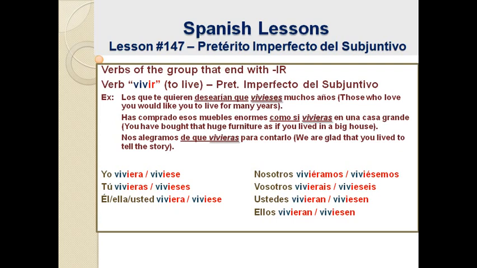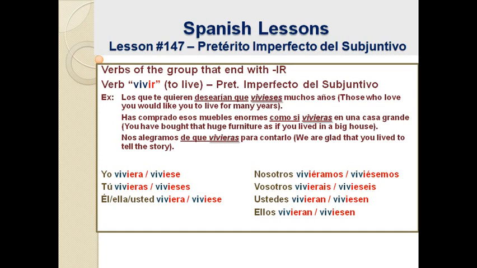Nosotros viviéramos. Nosotros viviésemos. Vosotros vivierais. Vosotros vivieseis. Ustedes vivieran. Ustedes viviesen. Ellos vivieran. Or ellos viviesen. So this is the conjugation of the pretérito imperfecto del modo subjuntivo.